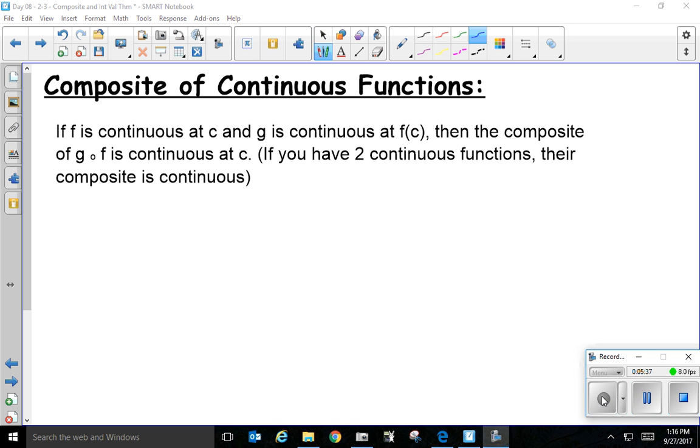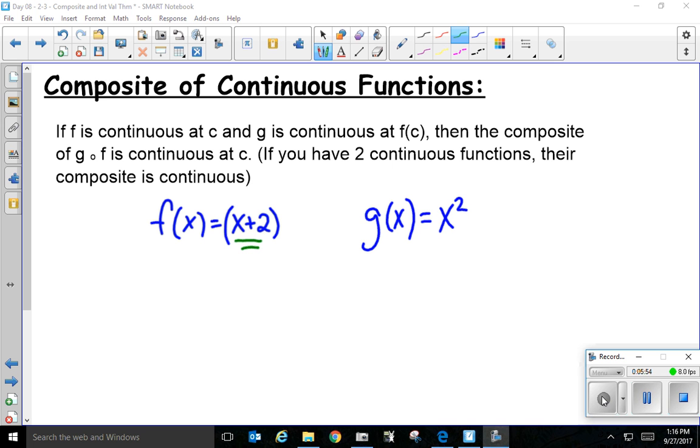Let's say f of x equals x plus 2. Okay? Let's say g of x is x squared. And these are both continuous. This is a straight line. It's a parabola. They're both continuous. Now, if I do the composite g of f, or better yet, let's do it this way.